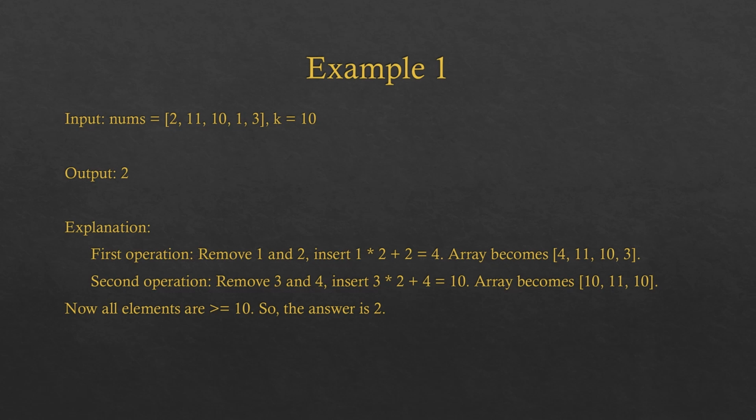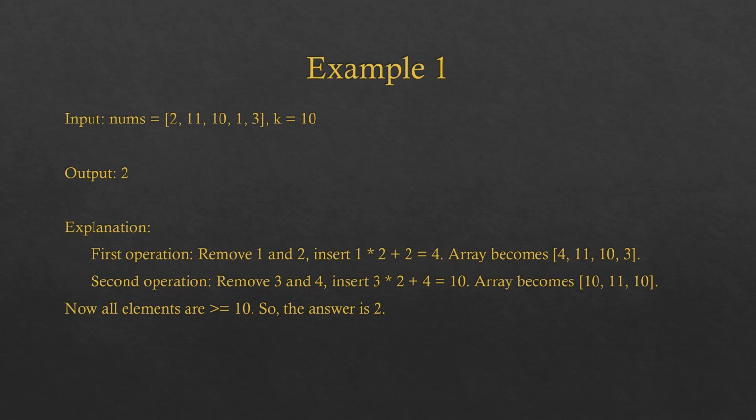Let's take a look at example 1. We have the array with elements 2, 11, 10, 1, 3, and k equals 10. The goal is to make all elements greater than or equal to 10. In the first operation, we remove the two smallest numbers, 1 and 2. The new number we insert is 1 times 2 plus 2, which equals 4. The array now becomes 4, 11, 10, 3.